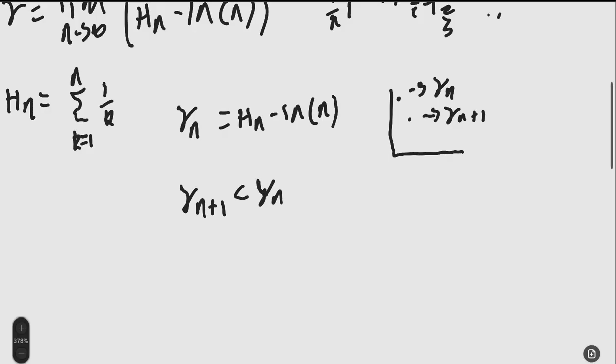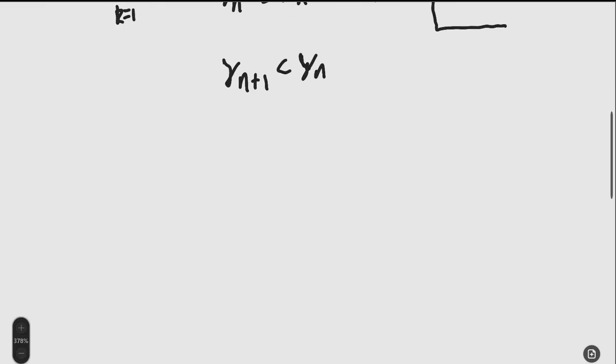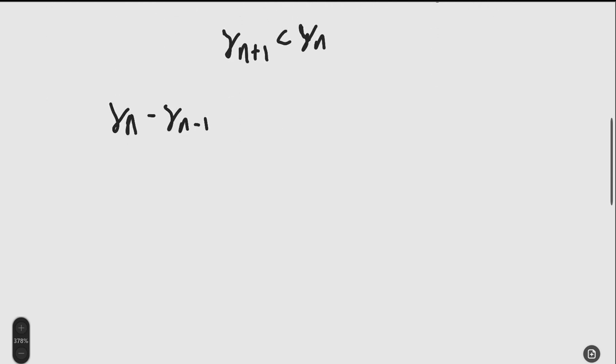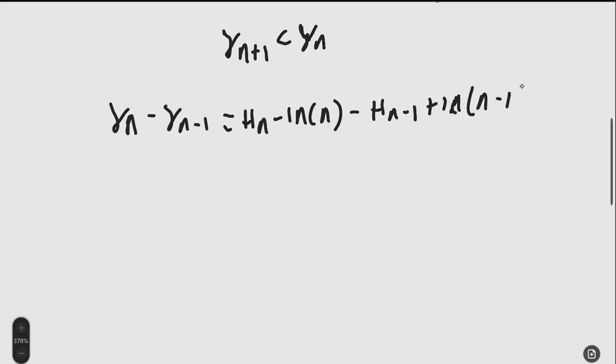So we want to look at some gamma of n, like gamma n minus gamma n minus 1. And so we're just going to plug in our definition of gamma n. We've just defined what gamma n is, Hn minus ln of n. So for this, it's going to be Hn minus ln of n minus Hn minus 1 plus, because two minuses make a plus, ln of n minus 1.